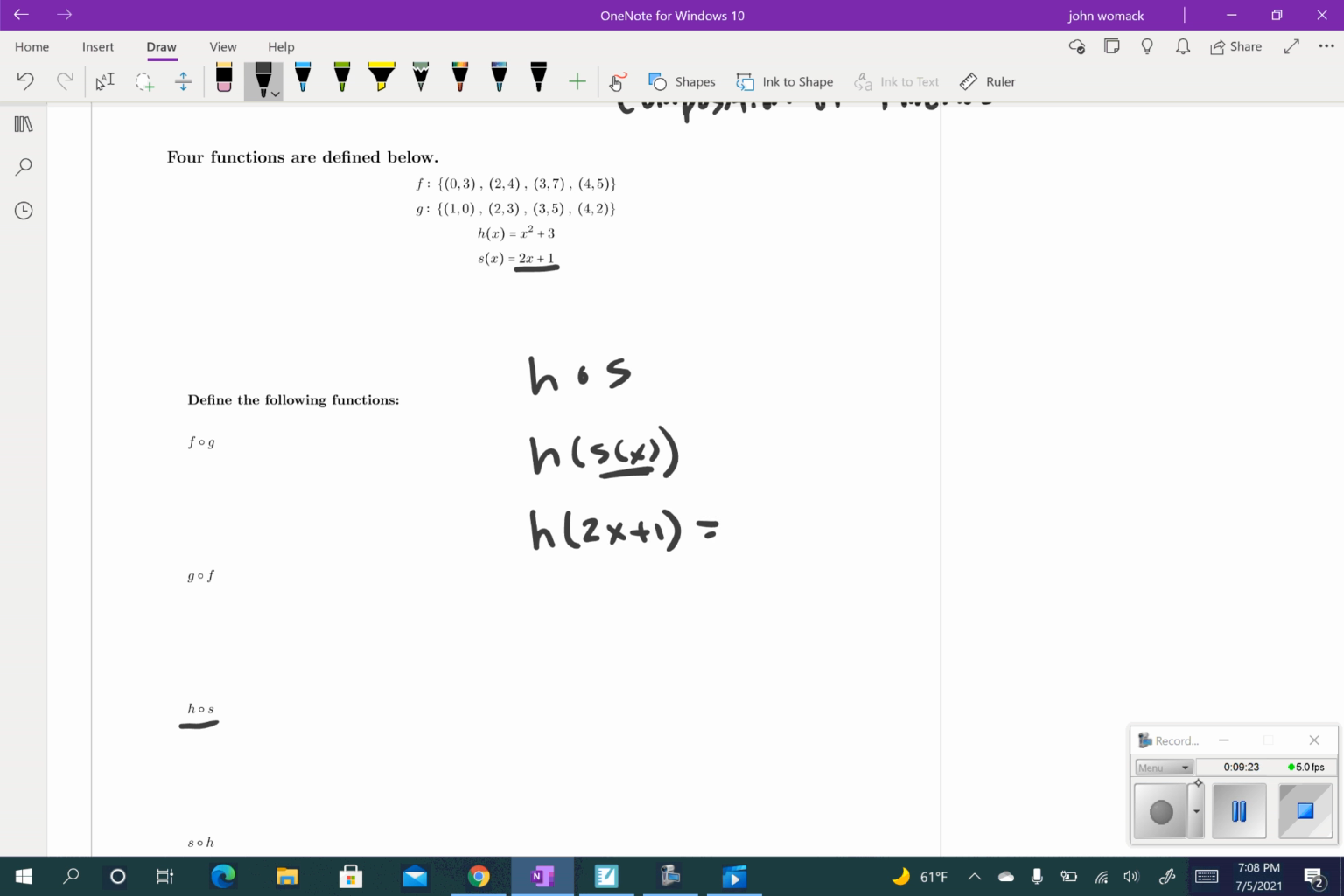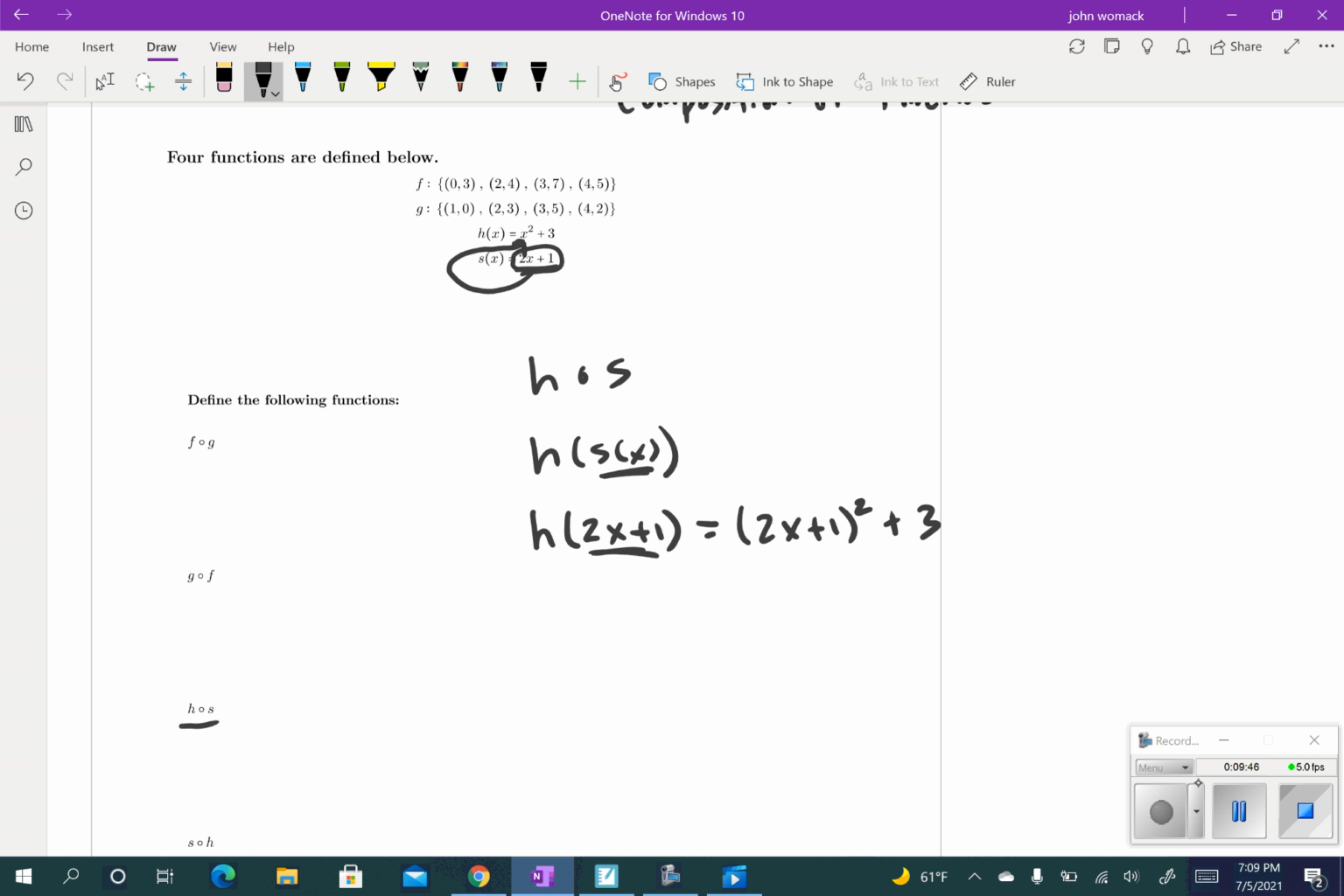And now we've done this before. I just need to take that 2x plus 1 and come up to h. Everywhere there's an x, I've got to replace it with a 2x plus 1. So I'm going to go (2x plus 1) squared plus 3. So really what I did is I took the one function, which is 2x plus 1, and I plugged it inside of, in place of the x in the other function.